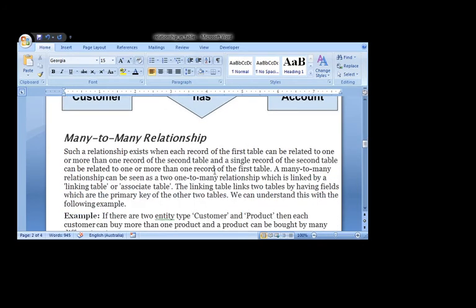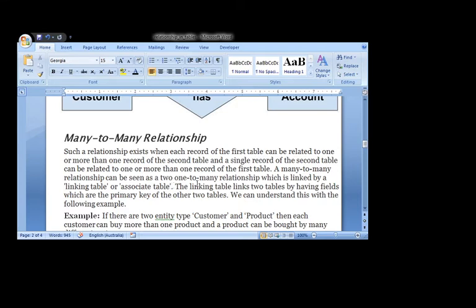Third, many to many relationship. Such a relationship exists when each record of the first table can be related to one or more than one record of the second table, and a single record of the second table can be related to one or more than one record in the first table.